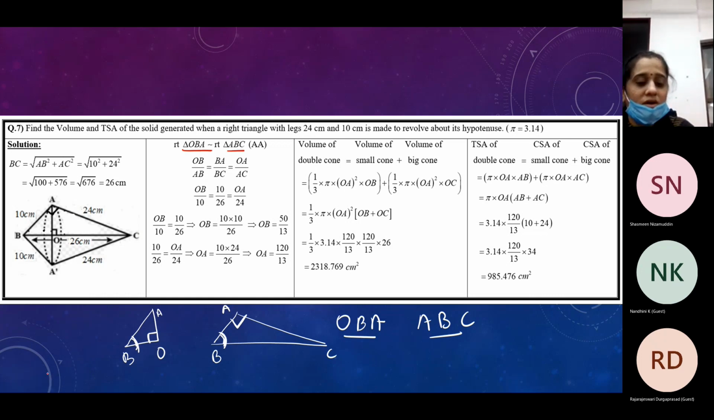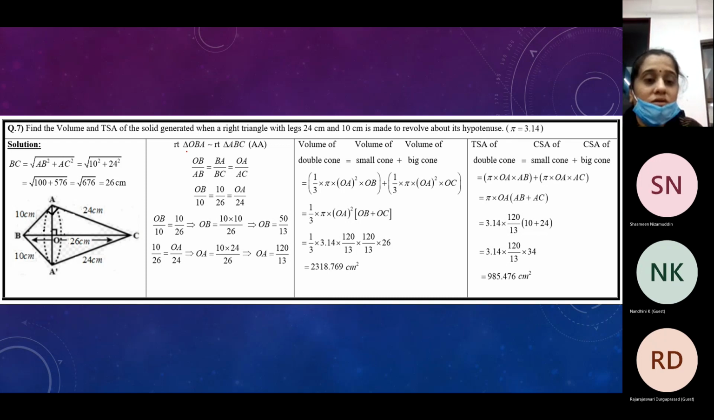The order is very important. O is the right angle. A is the right angle. So O means A. B is the common angle. So B, B. Then the third vertex. In the small triangle, the third vertex is A. In the big triangle, the third vertex is C. So this is the order. Right triangle OBA is similar to right triangle ABC by AA similarity criterion.